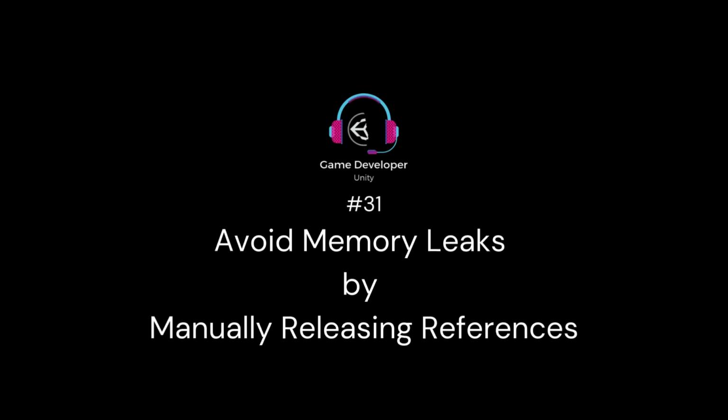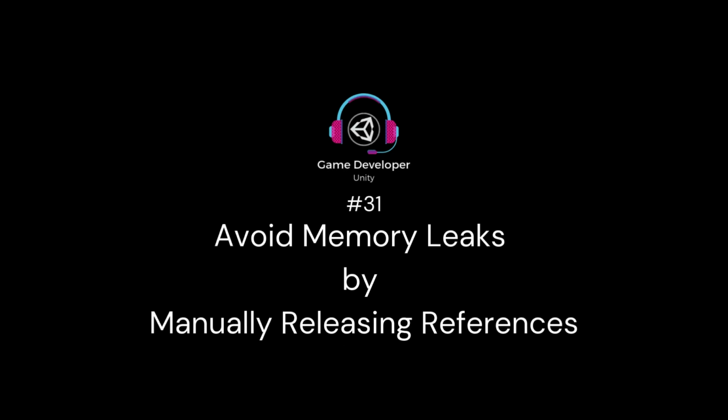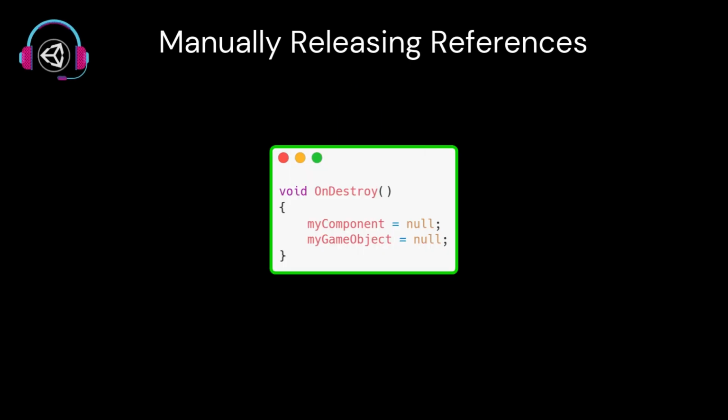Tip number 31, avoid memory leaks by manually releasing references. When objects are destroyed, references may still exist elsewhere in the code, causing memory leaks. To prevent this, manually set references to null after you're done with them.